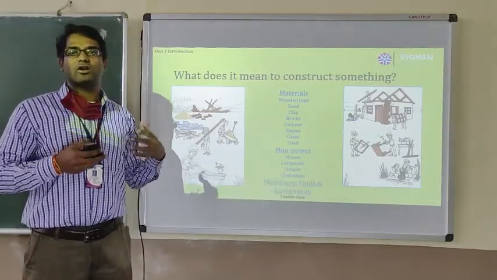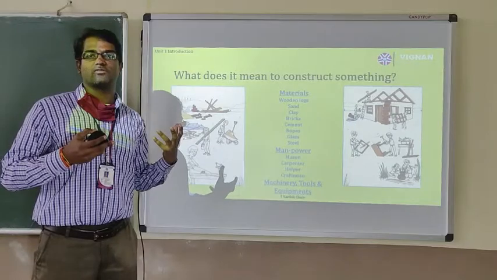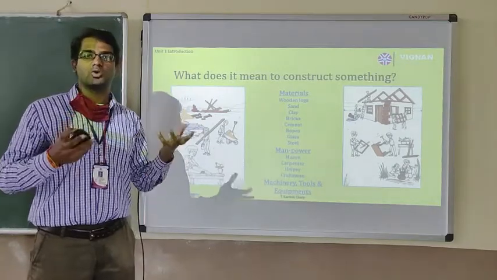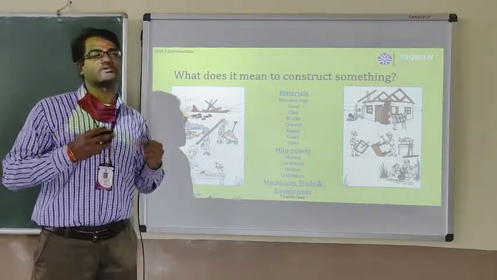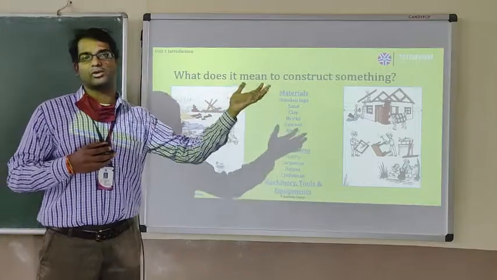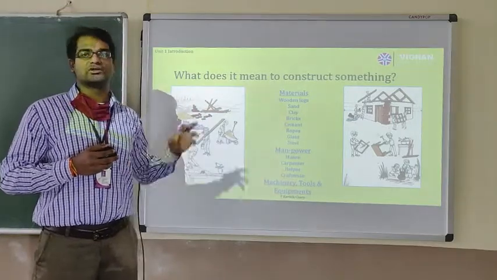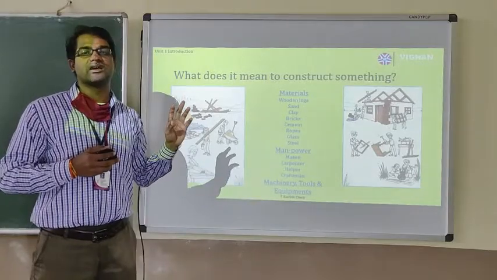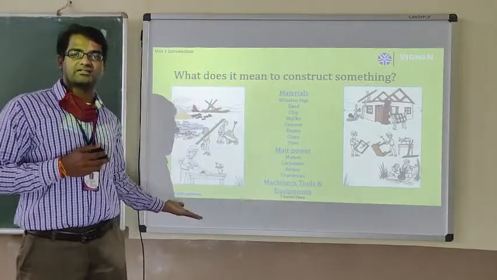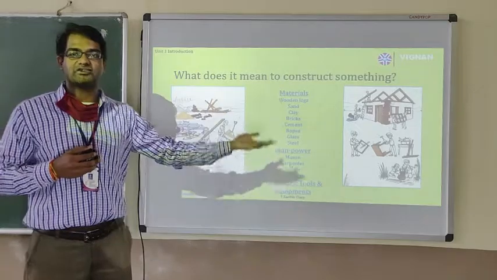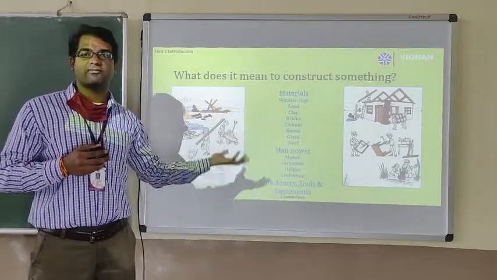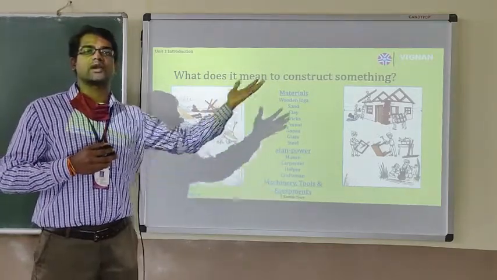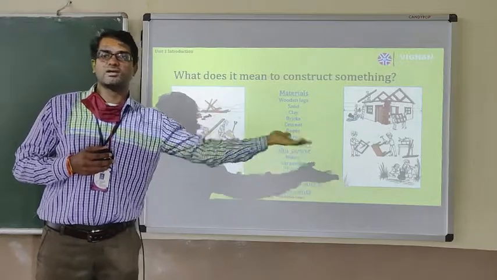So this does not involve only materials and manpower. You also need machinery, tools and equipment. Without these, a building wouldn't be possible at all. The main concept from this slide is that you have a set of materials, a set of manpower, and machinery, tools and equipment, and with these you can build a structure, right?